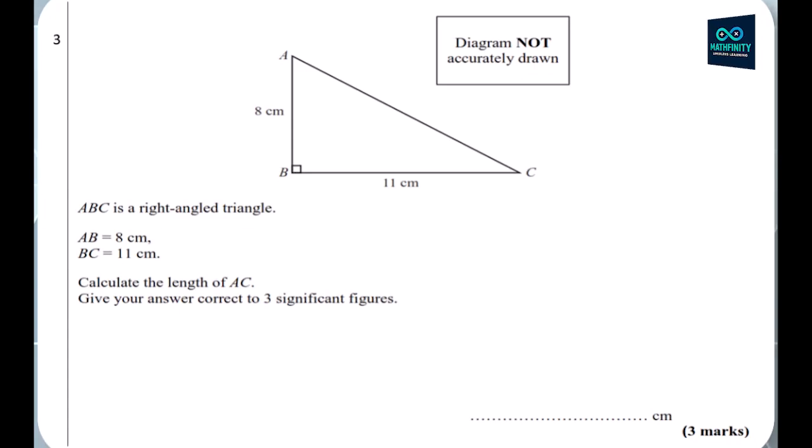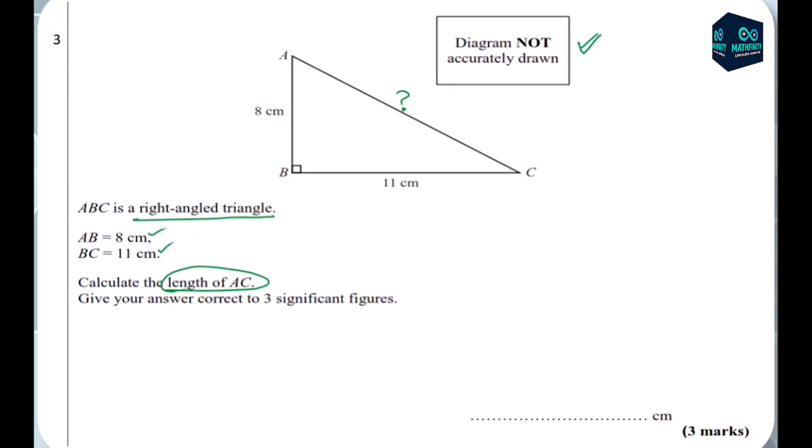Question number 3. Triangle ABC is given, and they said it is a right angle triangle. AB is 8 centimeter, BC is 11 centimeter. Calculate the length AC. This side we have to calculate. And one more point, they wrote it here, diagram not accurately drawn.